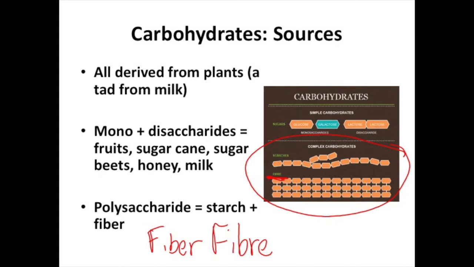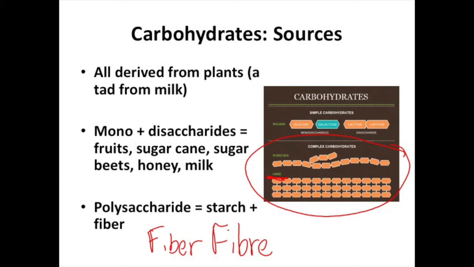Most of our carbohydrates are going to be derived from plant material. We get a little bit of carbohydrates from milk, but remember, humans are a bit of an oddball in that we're the only mammalian species that drinks the milk of another organism. Carbs can be divided into a couple of groups, and this is going to depend on how many sugars are linked together to make that carbohydrate.